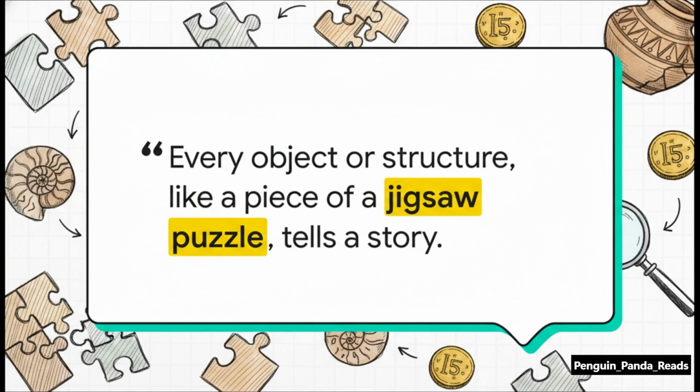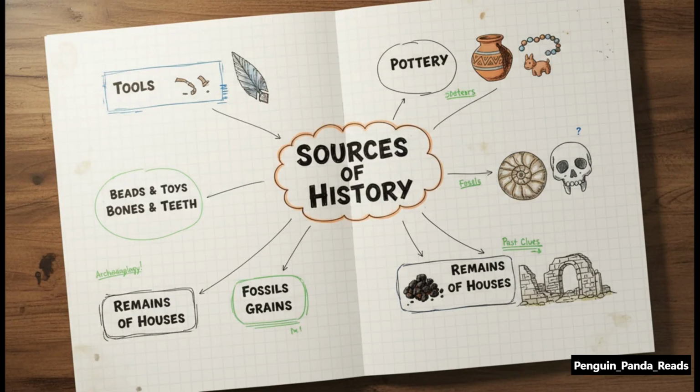But here's the real challenge. We don't have all the pieces, and we probably never will. So what do these puzzle pieces even look like? Well, they can be anything really. Stone tools can tell us about technology and how people hunted. Pottery can reveal details about their diet and art. Human bones can tell us about their health and diseases. Heck, even something as tiny as a single burnt grain of wheat can prove that a community knew how to farm.